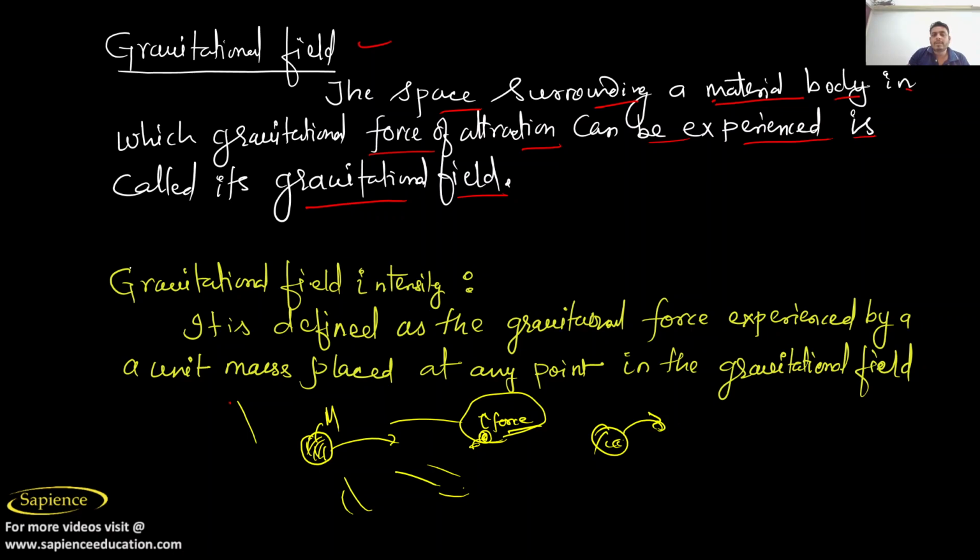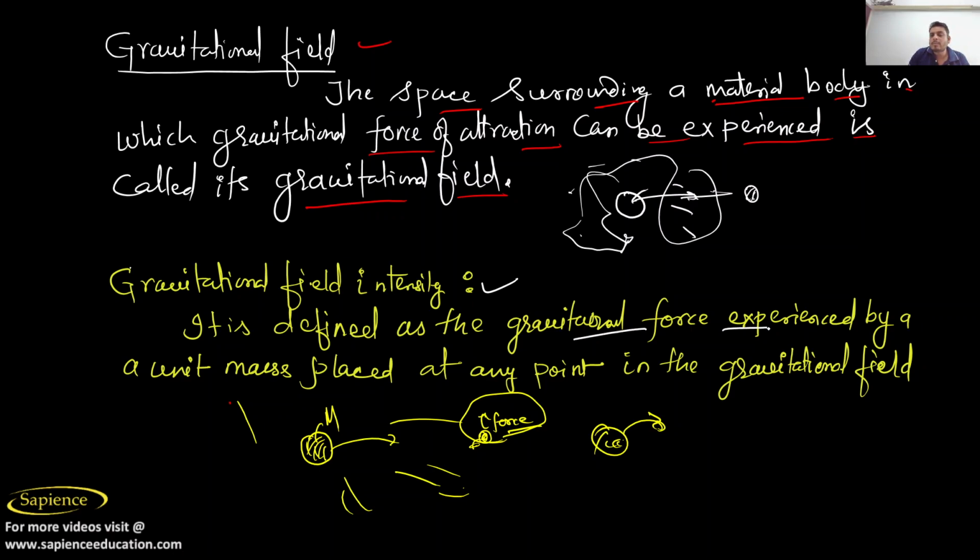Now, what is gravitational field intensity? Again, this is an object. The area or space around it, where another mass will experience a force due to this body, is called the gravitational field. Now, gravitational field intensity is defined as the gravitational force experienced by a unit mass placed at any point in a gravitational field. How much force a unit mass, meaning a 1 kg mass, experiences is called the gravitational field intensity.